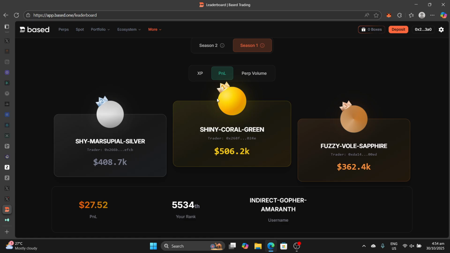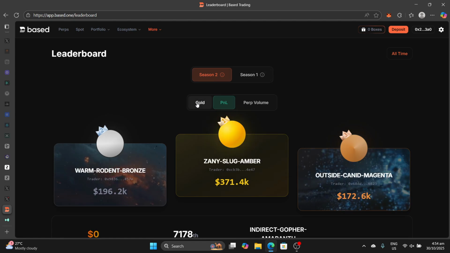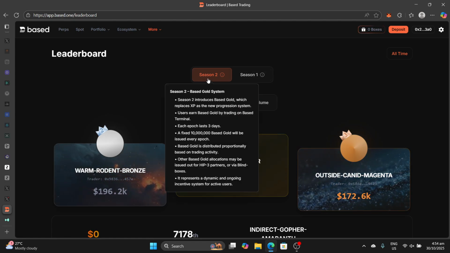Wow, PNL of $27 ranks me 5,534, telling me you can be competitive here. This is the performance of a very low level trader. I did fare badly. I also didn't start very early with Base. So season 2, the mechanics is different. You earn gold boxes. You earn boxes.